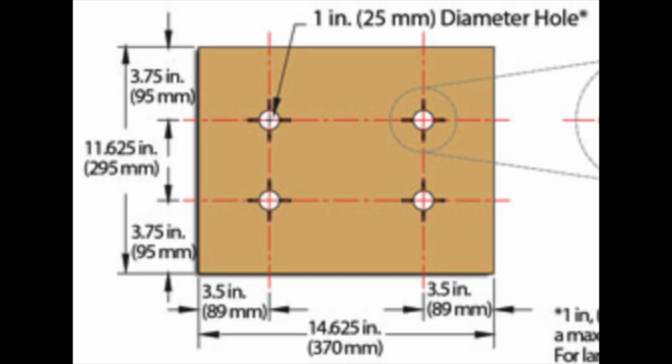Here's an example of a drilling jig that you might use in the top of a piece of wood. It allows you to drill the same holes every time.